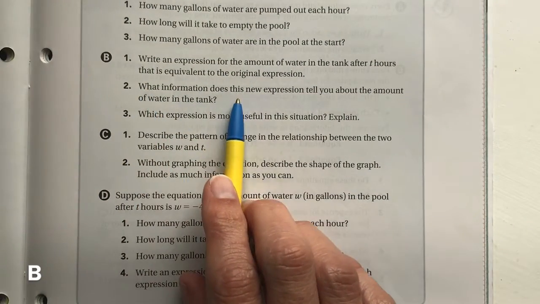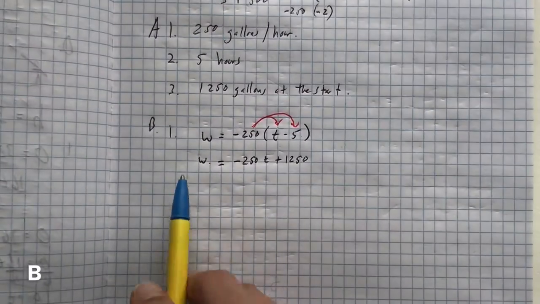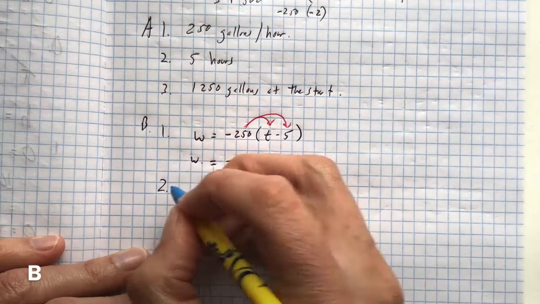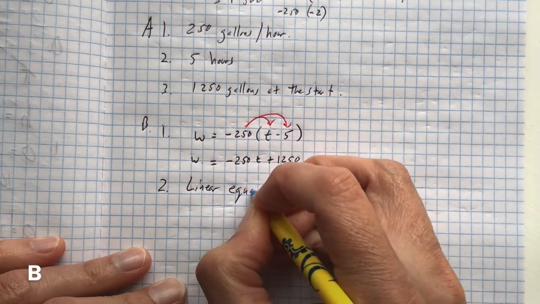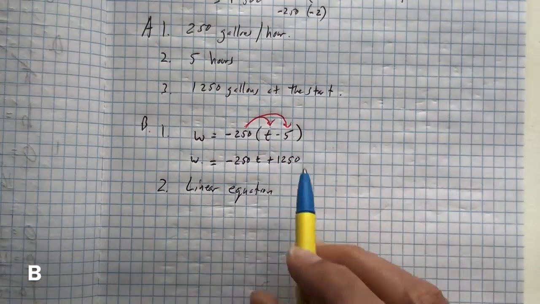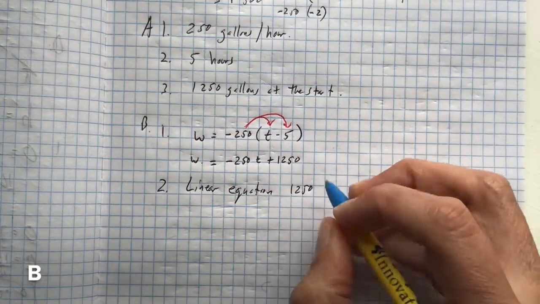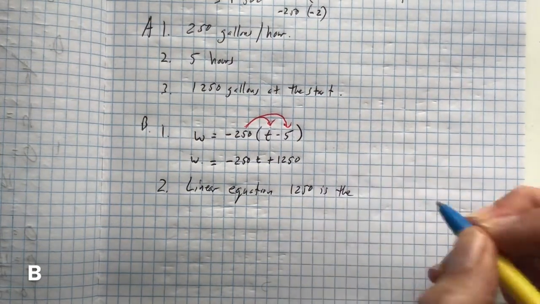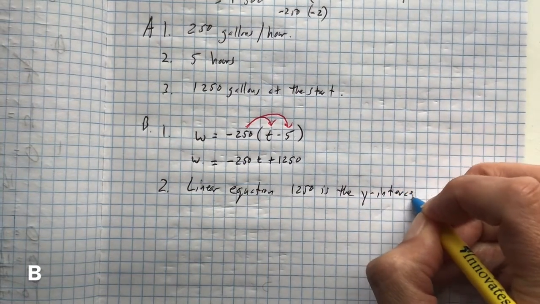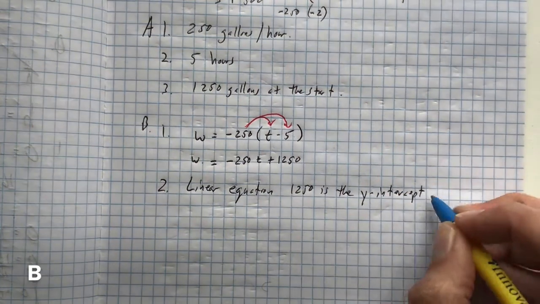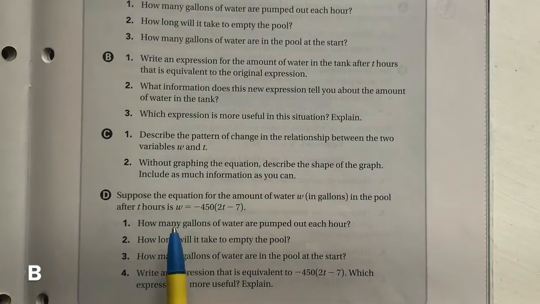So here we go. B2. What information does this new expression tell you about the amount of water in the tank? Well, that's pretty straightforward. We can see now because it's linear. It's a linear equation. And we can see that 1,250 is the, what do we call it? The y-intercept. That's what we have there. So that's how we know how many gallons are at the beginning.